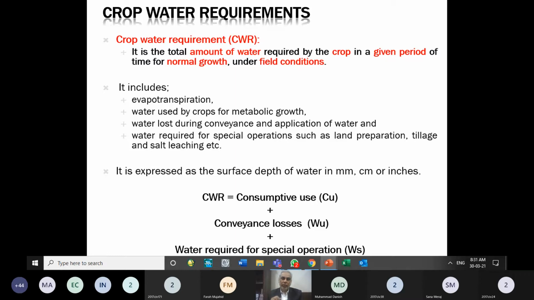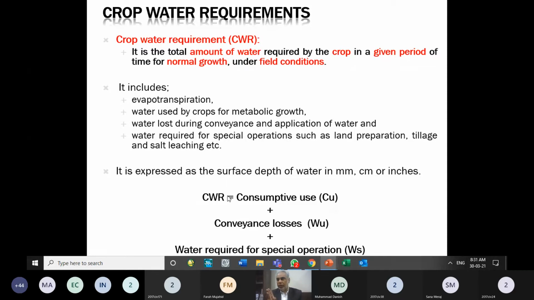So water then dissolves those salts, and in the dissolved form, either that water is released to the drainage system or it percolates down, and we get better quality of soil over there. So this special need of the land, if it is there, that should also be part of crop water requirement.